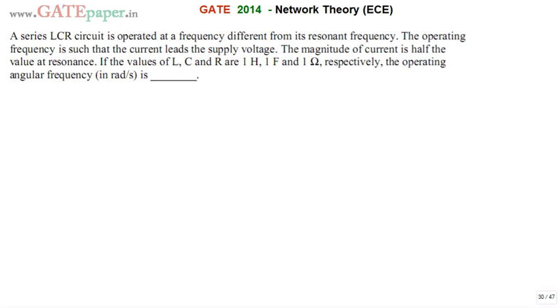It is operating at a frequency which is not the resonant frequency, and the operating frequency is such that the current leads the supply voltage. At that operating frequency, the current leads the supply voltage, and the magnitude of current is half of its value at resonance. If the values of R, L, C are given as 1, 1 and 1, then what is the operating angular frequency? We are going to find the omega value, the operating frequency.